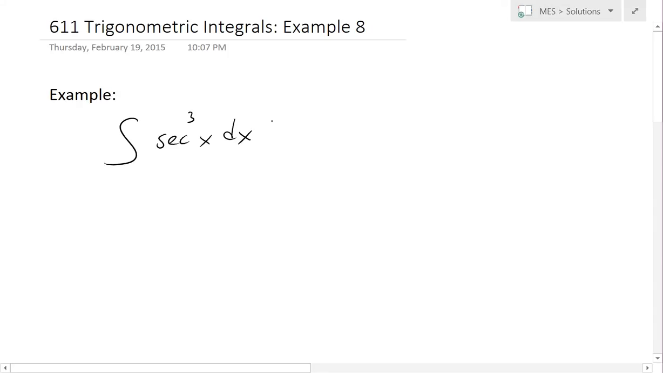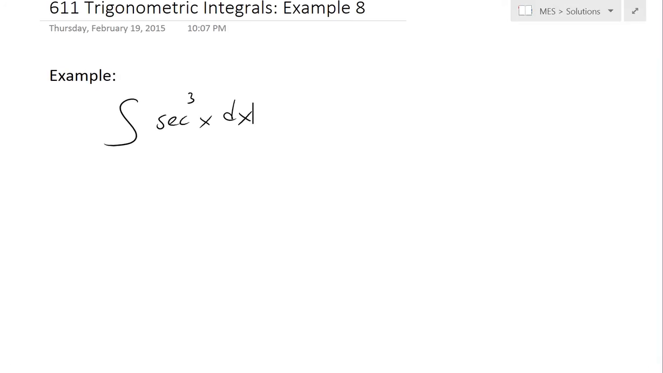Trying to discuss further into trigonometric integrals, and now go over example 8 of the example series, and I'll go over a pretty interesting integral. This one here is the integral of secant cubed of x dx. Now this one doesn't fit into our guidelines, which I went over in my earlier videos, so we would have to do basically something slightly different to solve this integral.